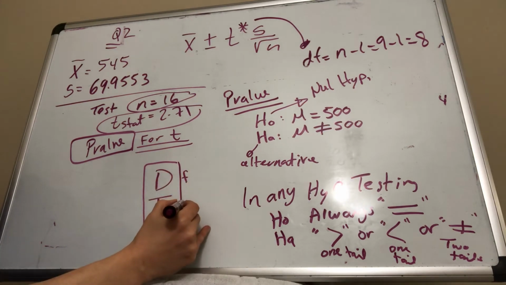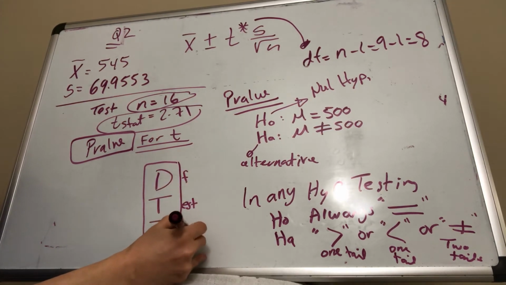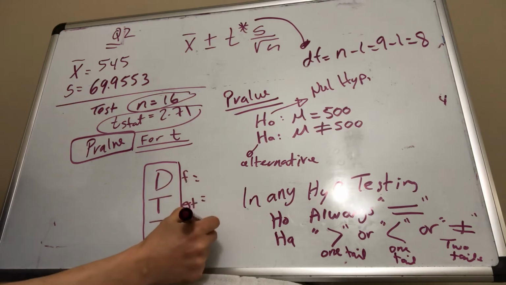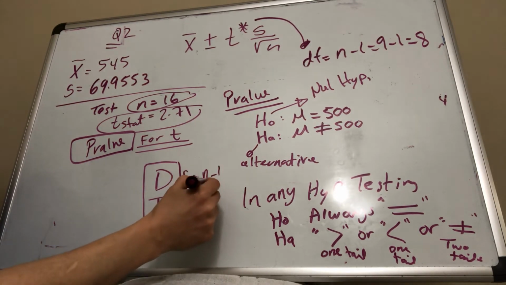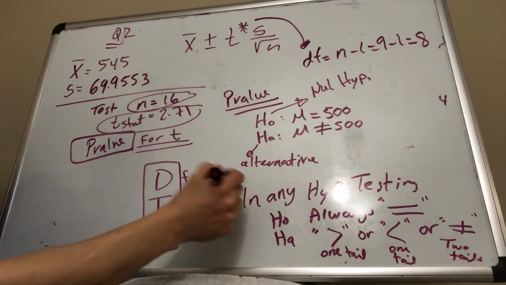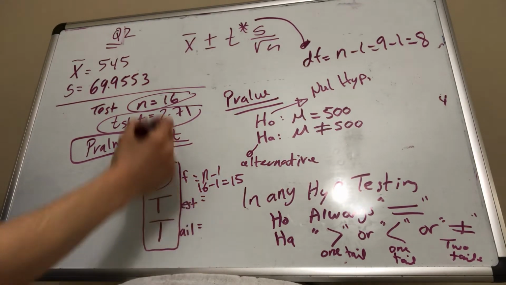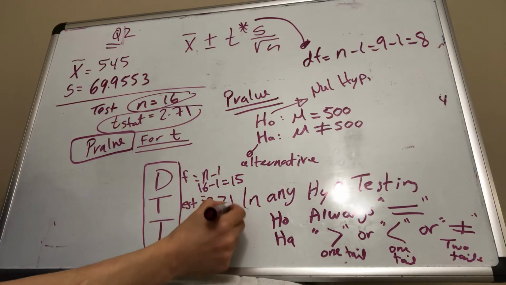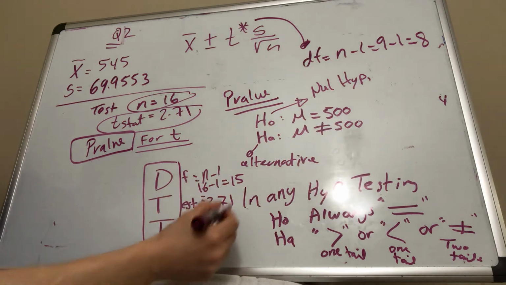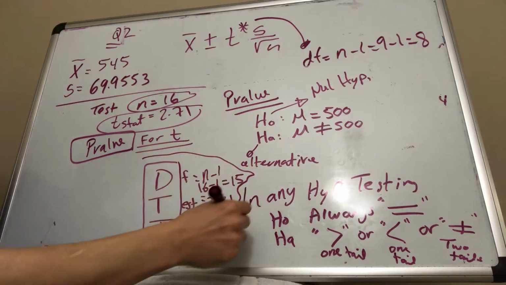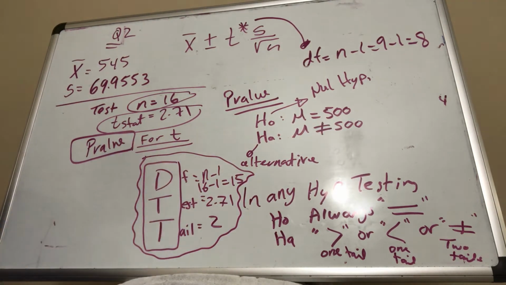Degrees of freedom, test, tail. We'll start with the degrees of freedom. It's always n minus 1, so it's 16 minus 1, 15. Test is 2.71. Tail, 2, because it's not equal. So anytime you do a p-value for t, you need to figure out your DTT: degrees of freedom, test, and tail.